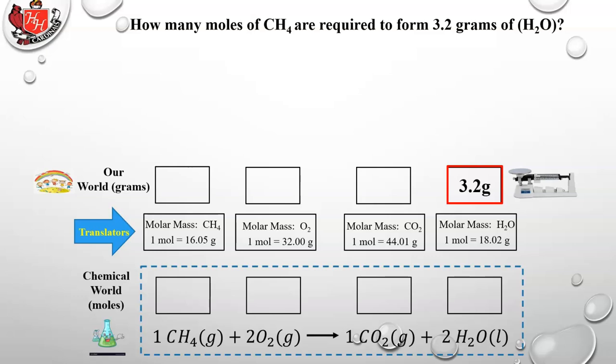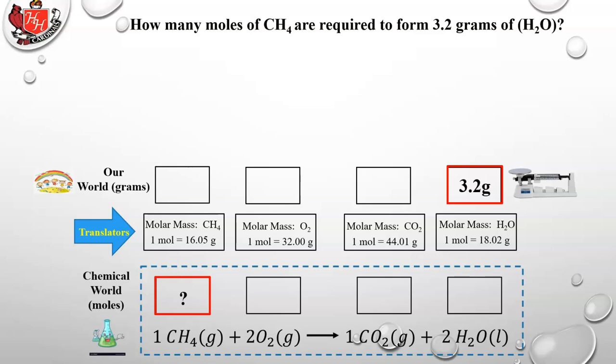Okay, and then the question mark goes down in the moles row, and it goes above CH4. So we need to get from 3.2 to CH4. Okay, so we see that we have 3.2 grams of H2O, and we need to get to some unknown number of moles of CH4.